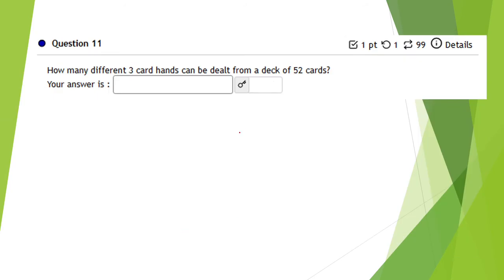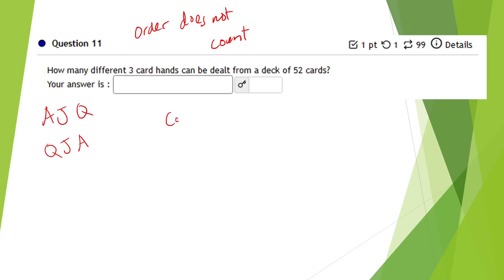For question number 11, how many different 3-card hands can be dealt from a deck of 52 cards? Now we have to decide, does order count? In this case, order does not count. The reason order does not count is Ace, Jack, and Queen is the same as Queen, Jack, and Ace. So the order doesn't really count in this case. So this is a combination.